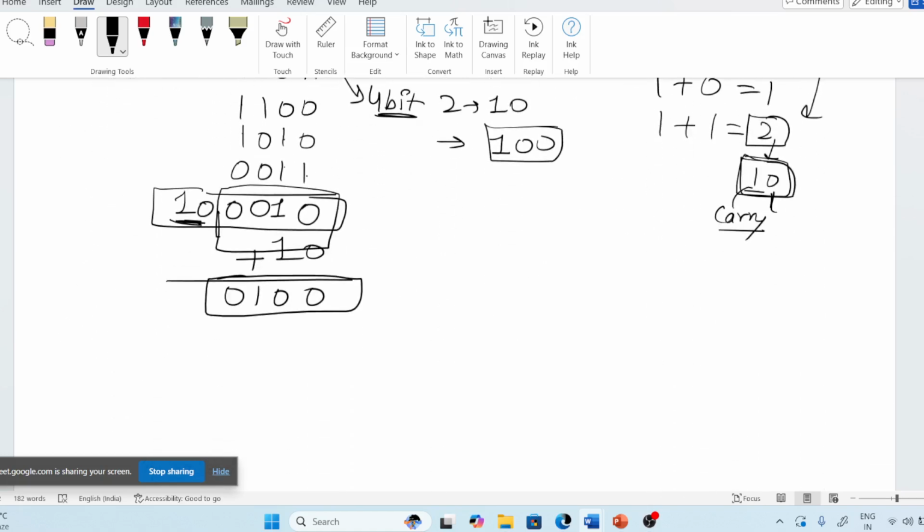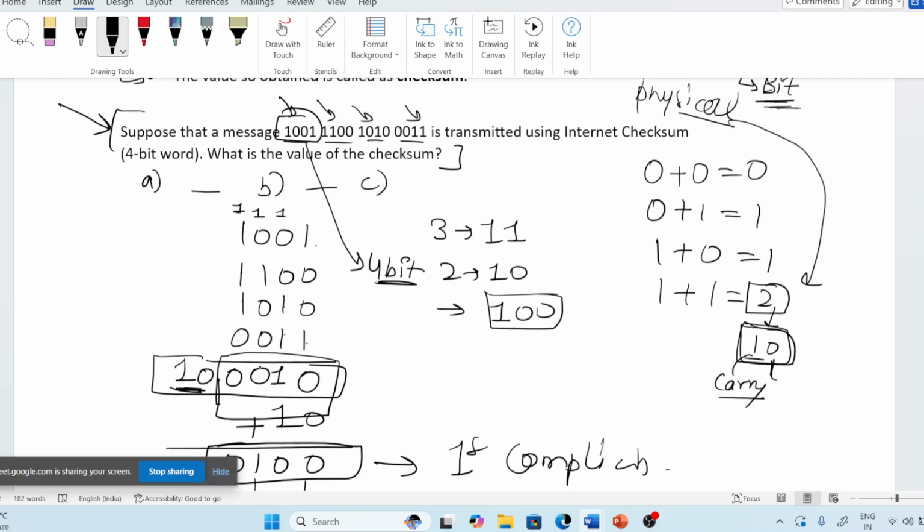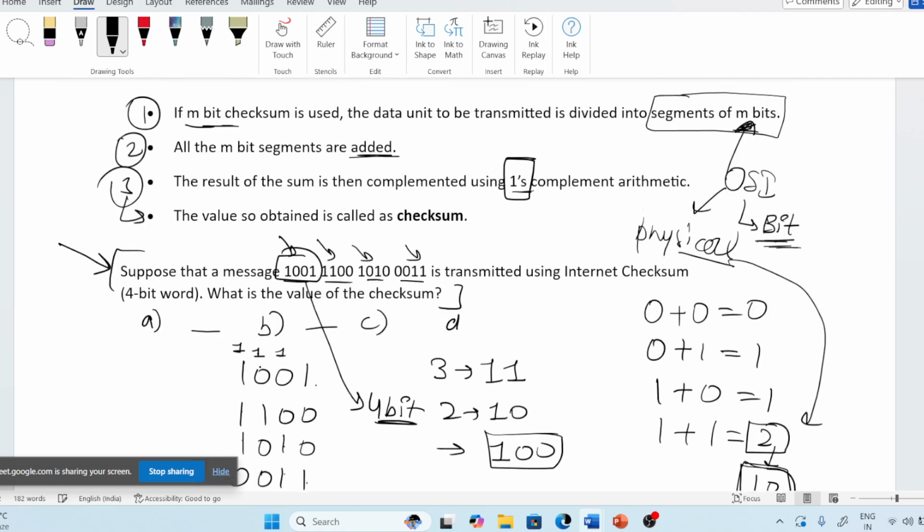Now I will do the one's complement of this number. What will we do with this number, sir? We will find its one's complement. So what will the one's complement of the number be? This 0 will become 1, this 0 will become 1, this 1 will become 0, this 1 will become 0. This is my final checksum. Sir, what did this become? The final checksum. So you have to check in the options where this one is written. Let's suppose in D it is written 1011. So you have to take this option.